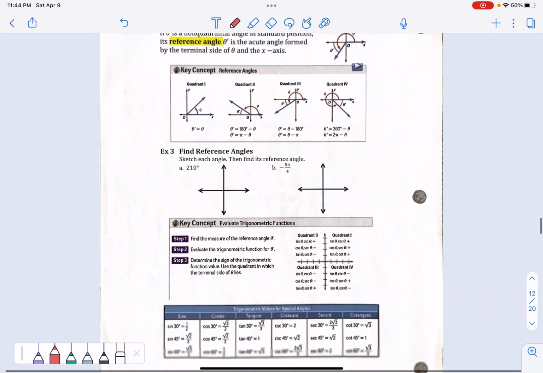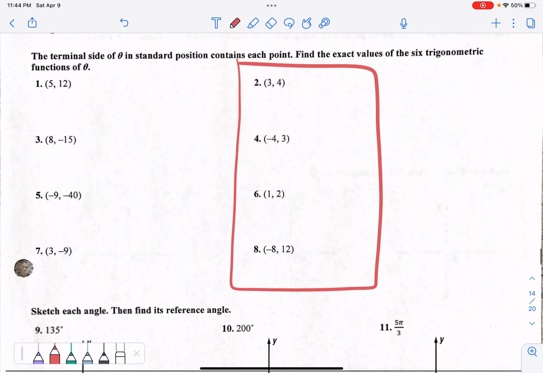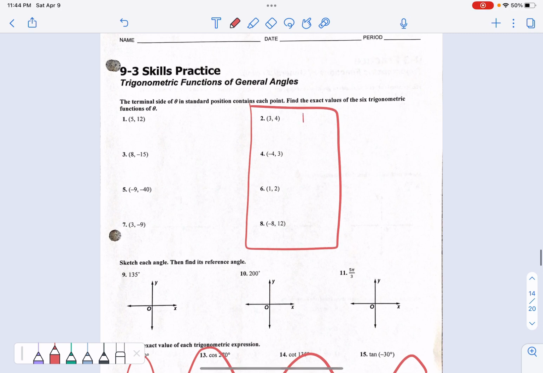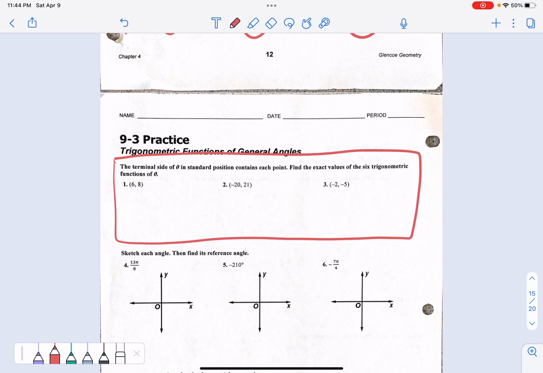The backside we're going to save for tomorrow, and the problems that I want you to do for homework are on skills practice, just 2, 4, 6, 8. You do need to draw a picture of what the angle looks like and find the hypotenuse and the 6 trig functions. So you'll write them all out: sine, cosine, tangent, cosecant, secant, cotangent. You'll write all of those out for each one of those 4. That's a lot of problems. And then those 3 on the backside, so 1, 2, and 3 on the backside as well.